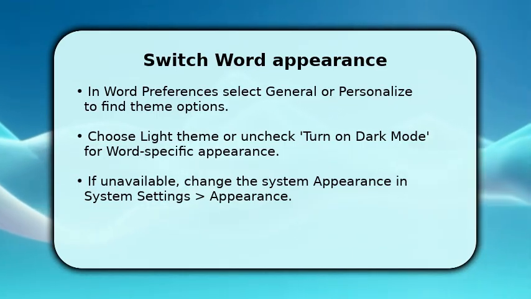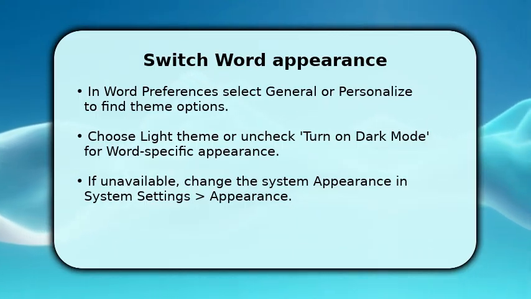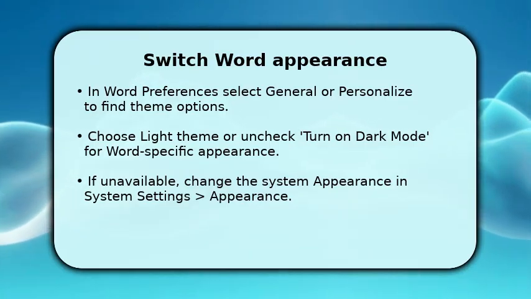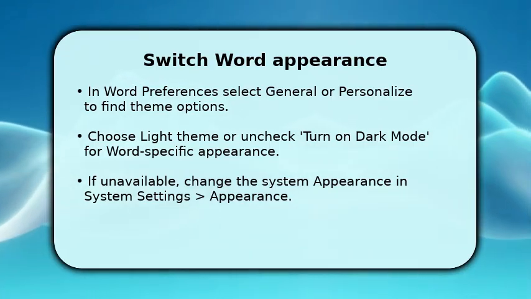If the Word option is grayed out, make sure to exit full screen and check whether Word follows the Mac OS system appearance. In that case, open System Settings and set Appearance to Light so Word inherits the light look.